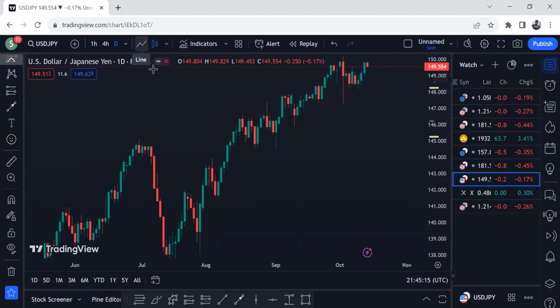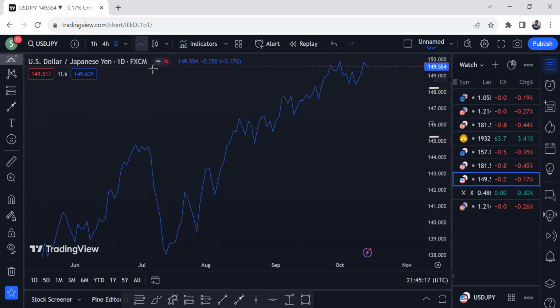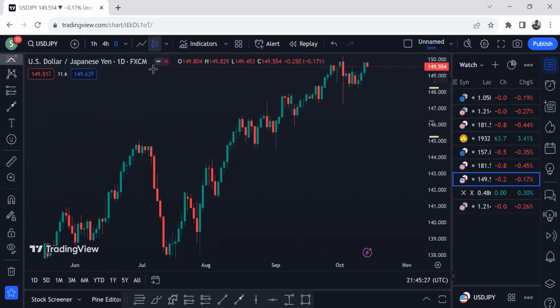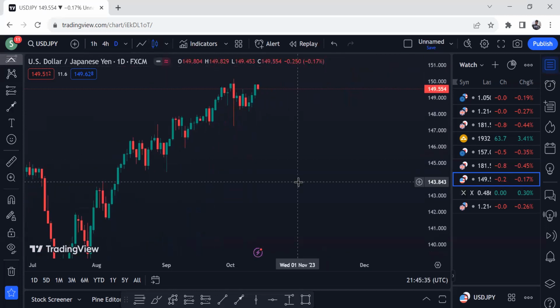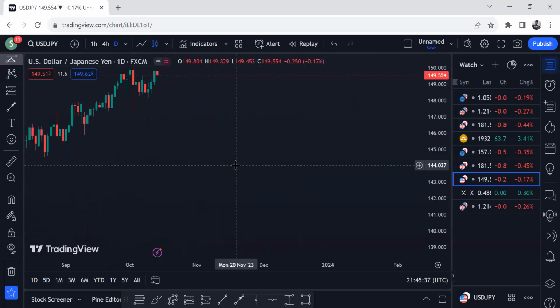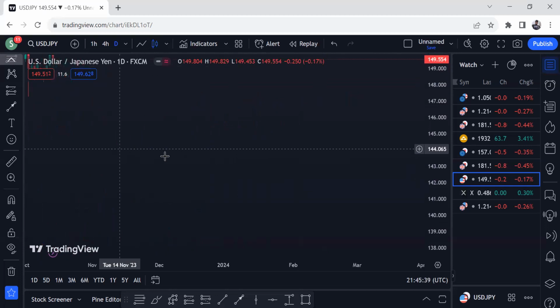So if you move to this place, it says line. You put it there, it changes the whole chart into a line chart. If you put it here, it changes the whole chart into a candlestick chart. Now our focus is actually on the candlestick chart, and we are just going to see what it means.